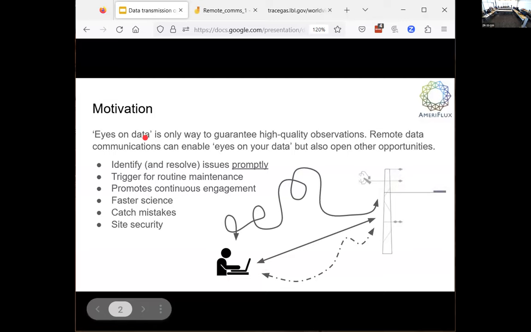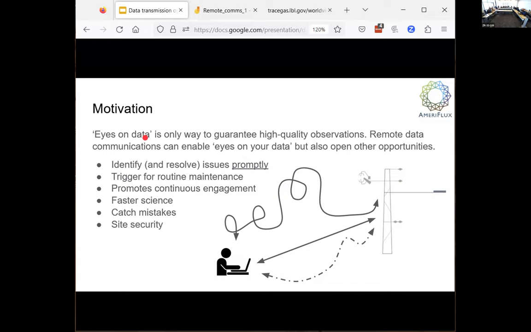All right, a little bit of background motivation about why we want to enable remote data communications. I and the rest of the data tech team are really firm believers in having regular, repeated, and frequent review of your data as the best way to generate continuous and high quality observations. As a data provider and operating websites, this is my number one goal. And really having a way to communicate with my site from my office is vital to that.